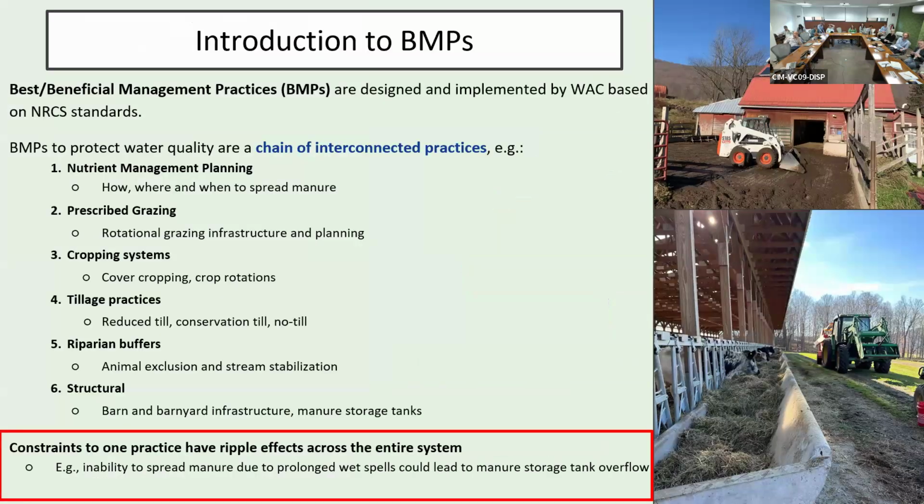So, an introduction to best management practices. There are many practices, and what's complicated here, especially when trying to represent management decision-making, is that these practices are linked together as a chain of interconnected practices. We have nutrient management planning, which is essentially where, how, and when to spread manure on fields. You have things like prescribed grazing, rotational grazing, moving animals around, cover crops, different types of tillage practices, where to install riparian buffers, how big, and even what types of barn and barnyard infrastructure farmers need. If there are constraints in the ability of a farmer to successfully implement one component of these practices, it has a ripple effect on these other management decisions. So it's quite a complex system to manage or to try to model.